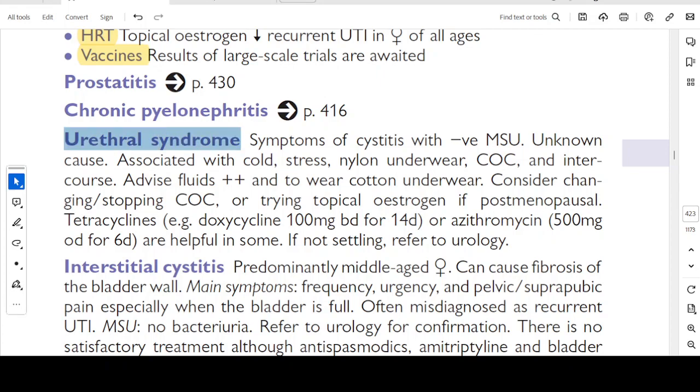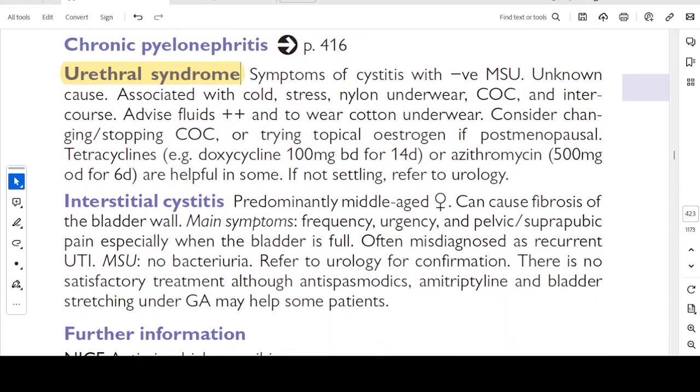Urethral syndrome. Symptoms of cystitis with negative MSU. Urethral syndrome is symptoms of cystitis with a negative midstream sample of urine. Unknown cause, associated with cold, stress, nylon underwear, COC pills and intercourse. Advice: fluids 2 plus litres and to wear cotton underwear. Consider changing or stopping COC pills or trying a topical estrogen cream if postmenopausal.